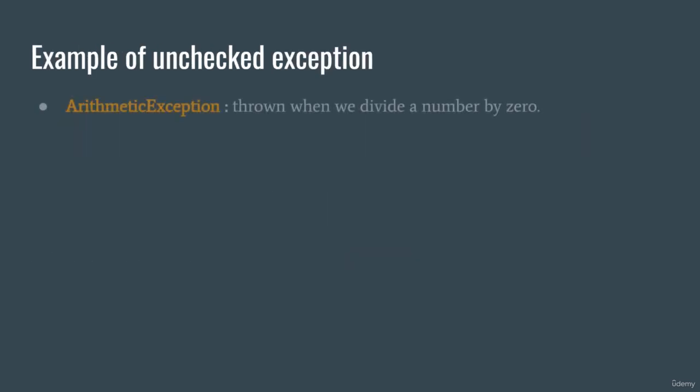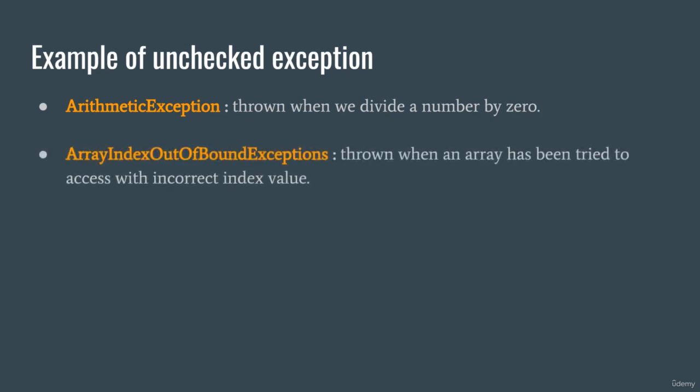Examples of unchecked exceptions are arithmetic exceptions, thrown when we divide a number by 0, for example. Then the array index out of bound exception is thrown when an array is accessed with an incorrect index value. So let's say the array only has 5 values, but you're trying to access the 6th or 7th value, then you get this error. You can very easily try that and force this kind of an error, and you probably have seen this already.